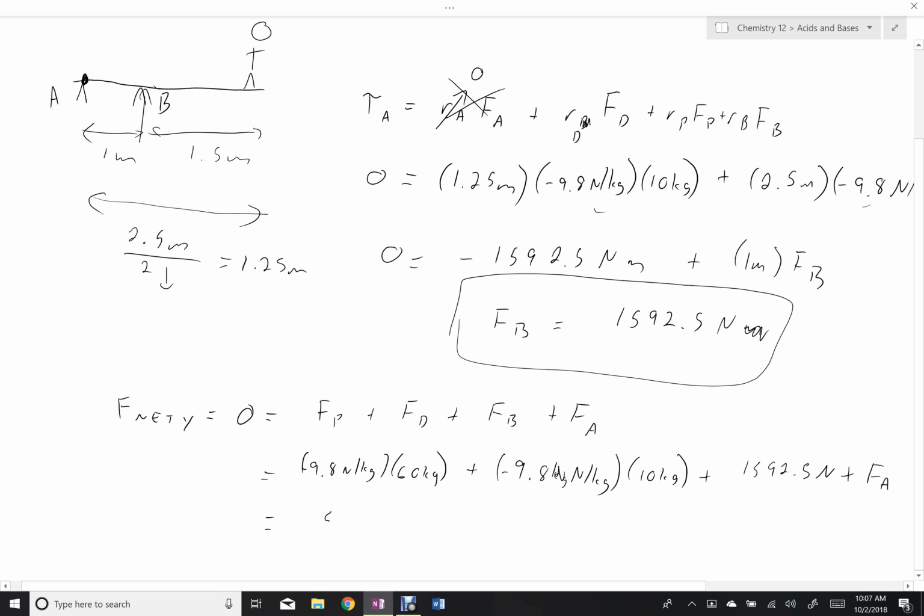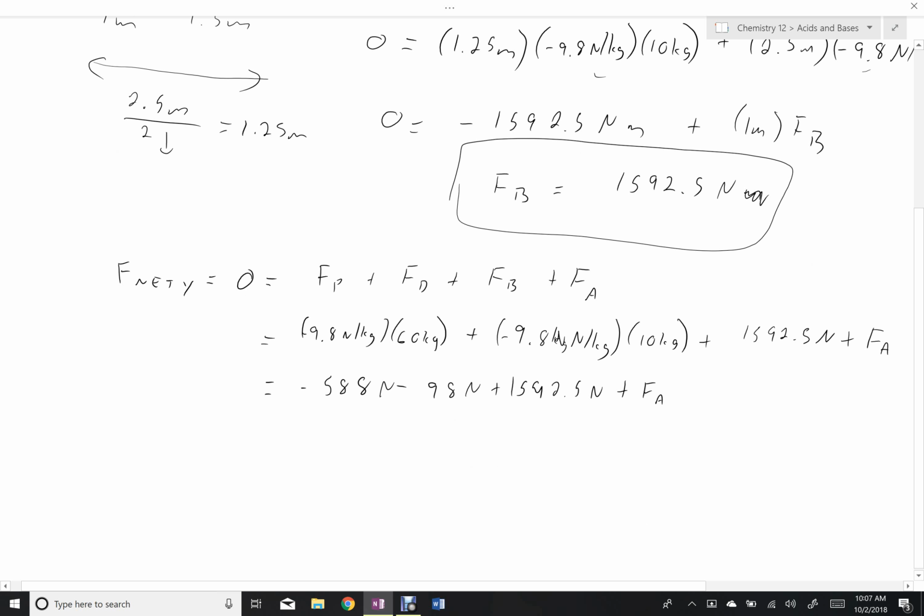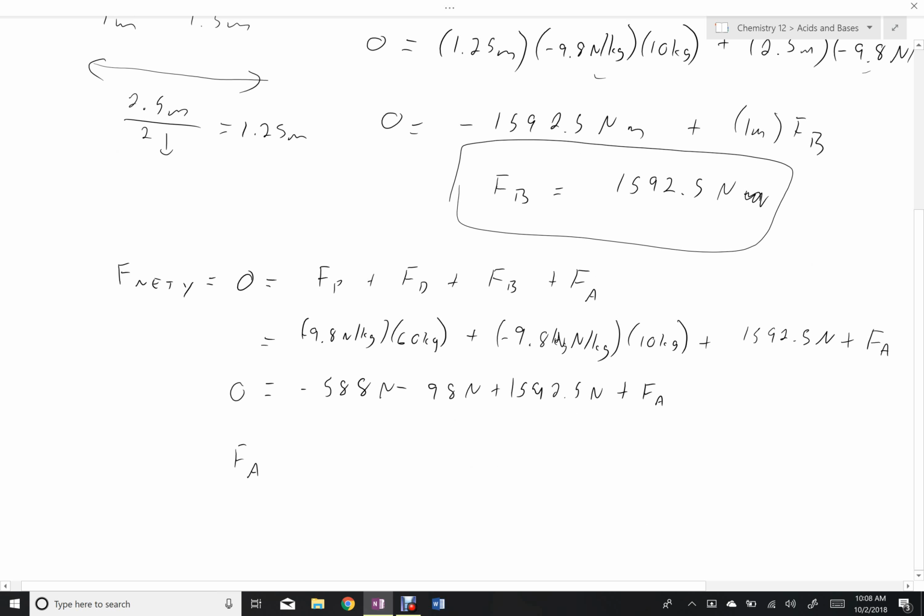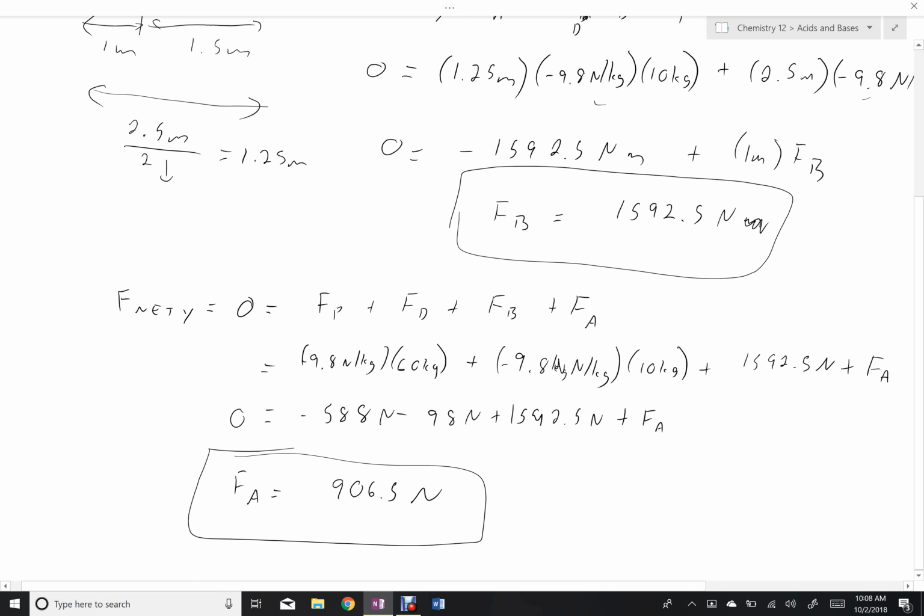So this is 588, and this is negative 98, and this is 1,592.5 newtons, and we're just missing the force in A. And I'm going to get 906.5 newtons. Negative.